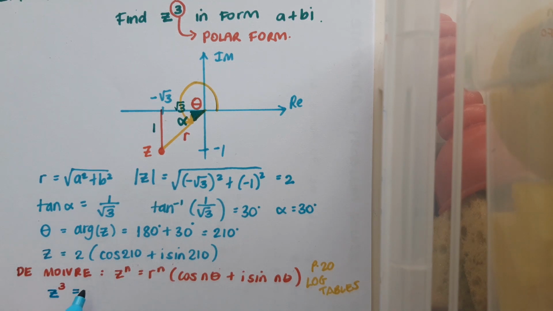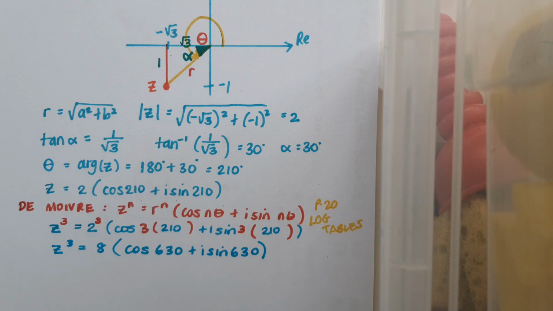So we'll have to say our modulus, which is 2, and we're going to put that to the power of 3. And then we're going to say 3 times our angle. So cos 3 times 210 plus i sine 3 times 210. And then a bit of a tidy up is required. So I end up with 8 cos 630 plus i sine 630.